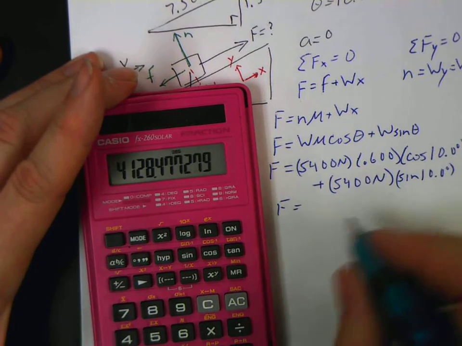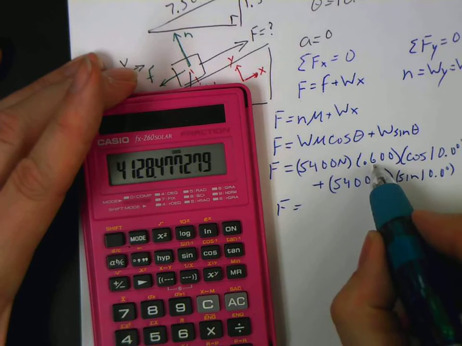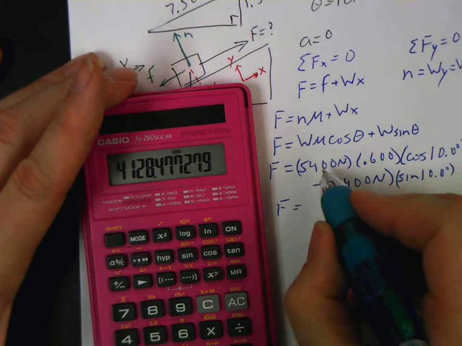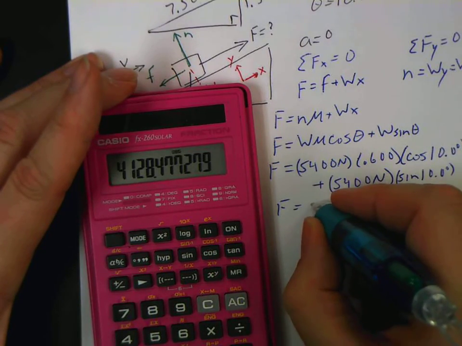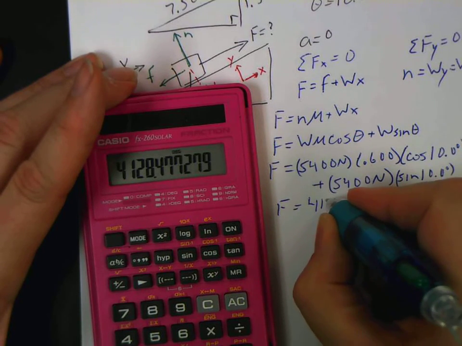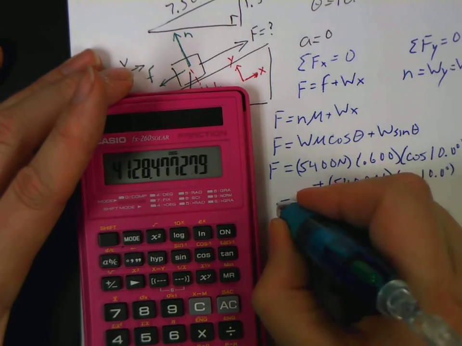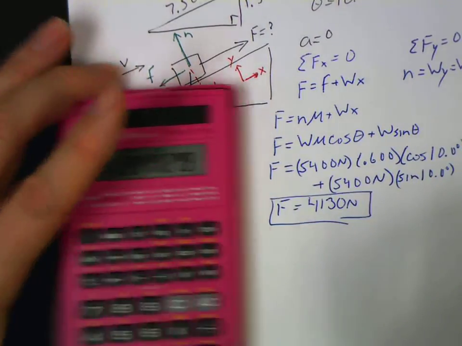4128.477279. We don't like that. We want to express this with a few significant digits. I would say since this had 3 and this had 3, we'll go with 3, even though that one does look like it has 2. So there's an argument for calling this 4,100, but I'm going to call this 4,130 newtons for my final answer.